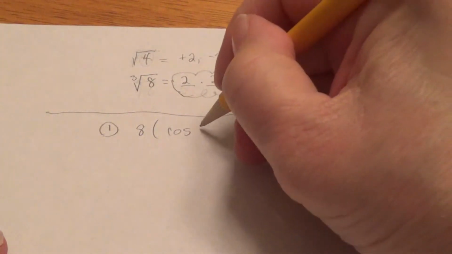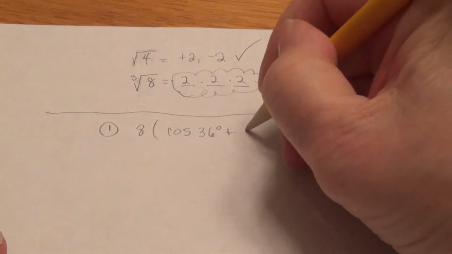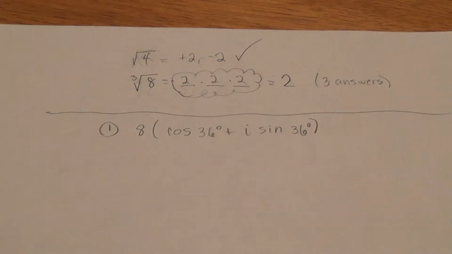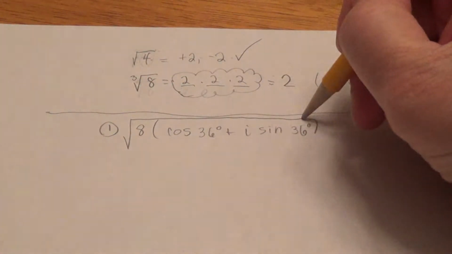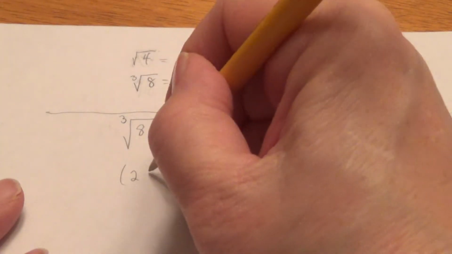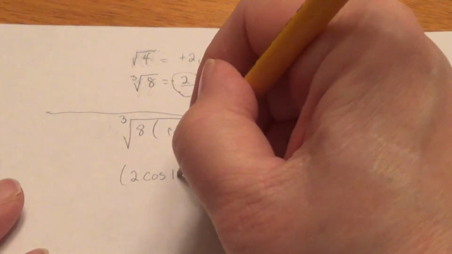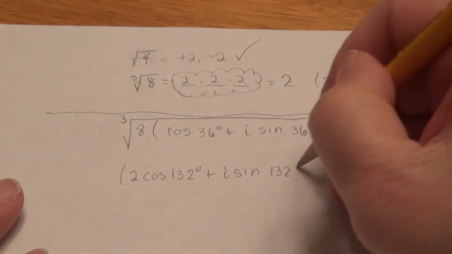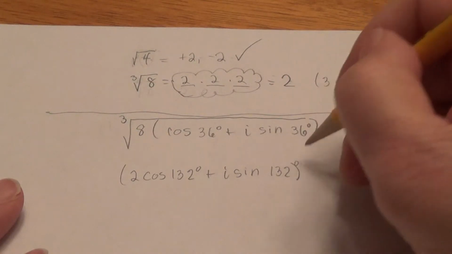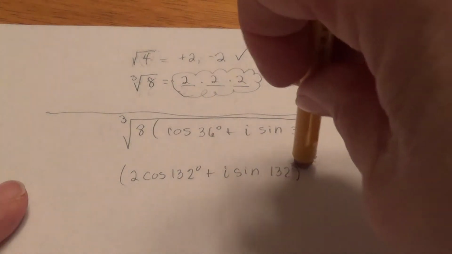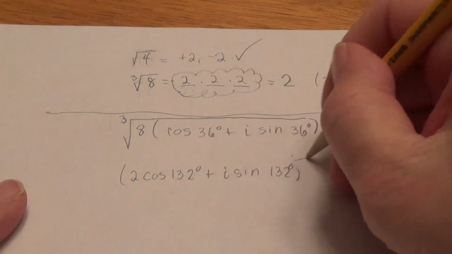So let's look at an example, and I'll show you how this comes about. Suppose I want 8 cosine 36 plus i sine 36, and I want to find the cube roots of that. As I promised, there is more than one. So look at this. Let's take 2 cosine 132 plus i sine 132 and multiply that times itself 3 times. We learned how to do that in the first part of this video.